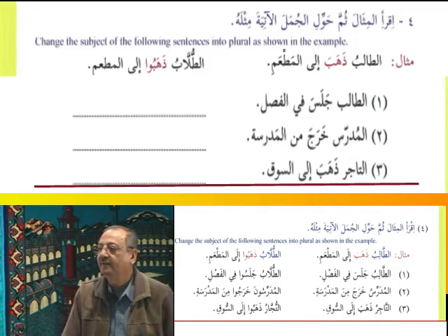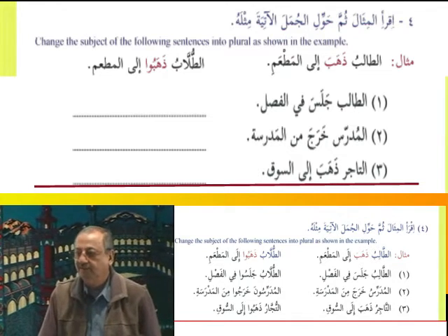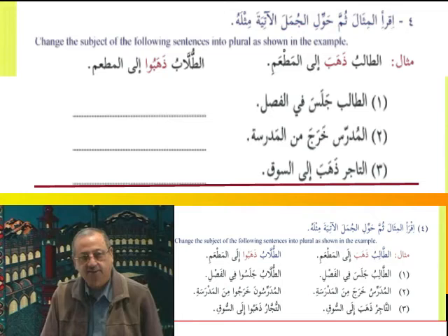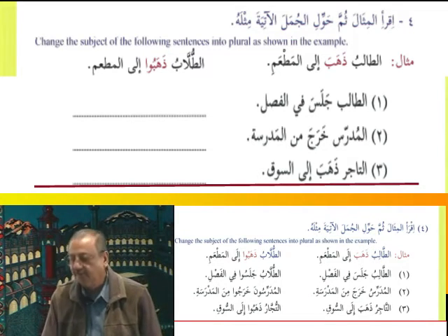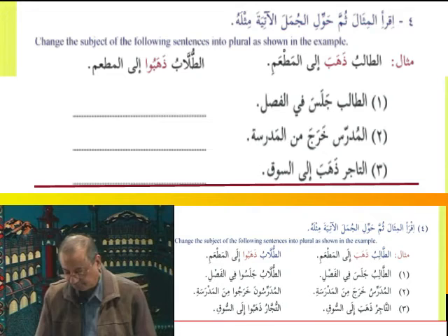Conjugate with me. Zahaba, zahaba, zahabu, zahabat, zahabata, zahabna. Jalasa, jalasa, jalasu, jalasat, jalasata, jalasna. Kharaja, kharaja, kharaju, kharajat, kharajata, kharajna. Okay.